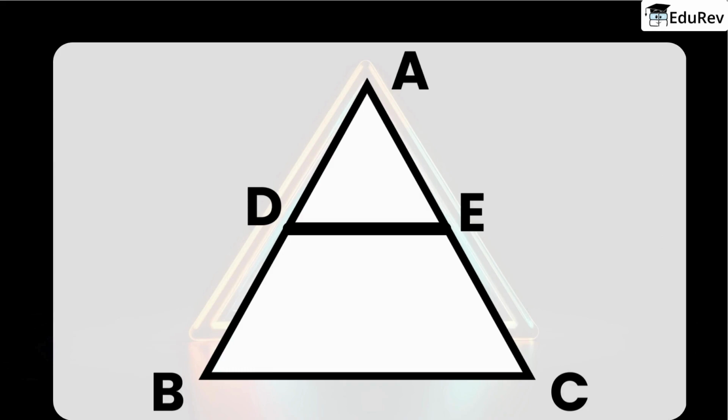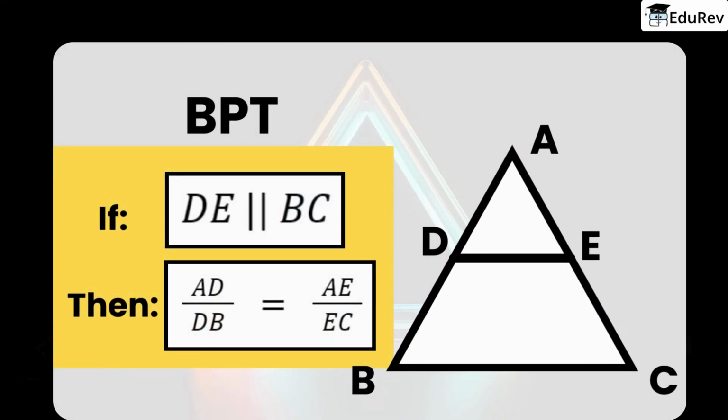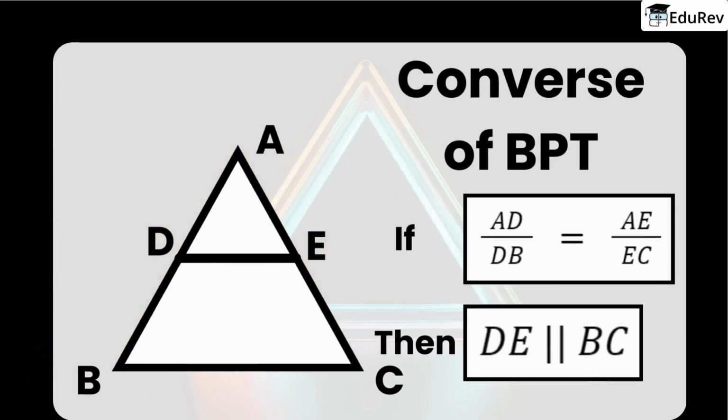Let's revise the theorem. BPT tells us if a line is parallel to base, then ratio of sides cut is equal. However, converse of BPT tells us that if a line cuts two sides of a triangle in equal ratio, then it must be parallel to the third side.